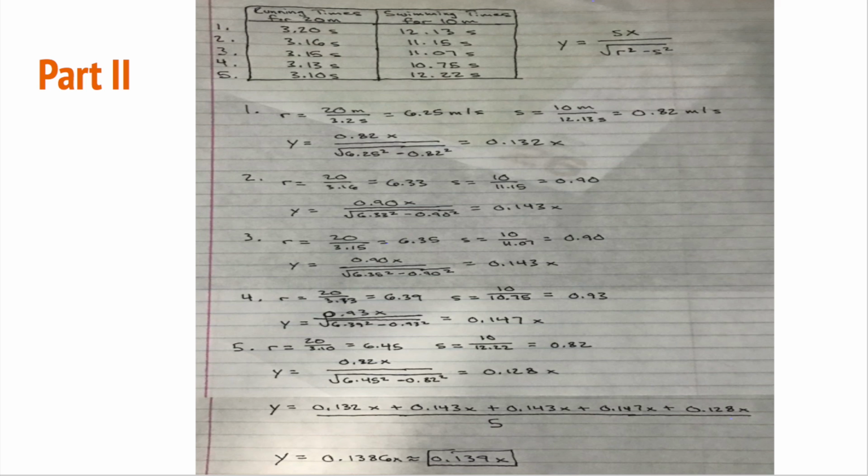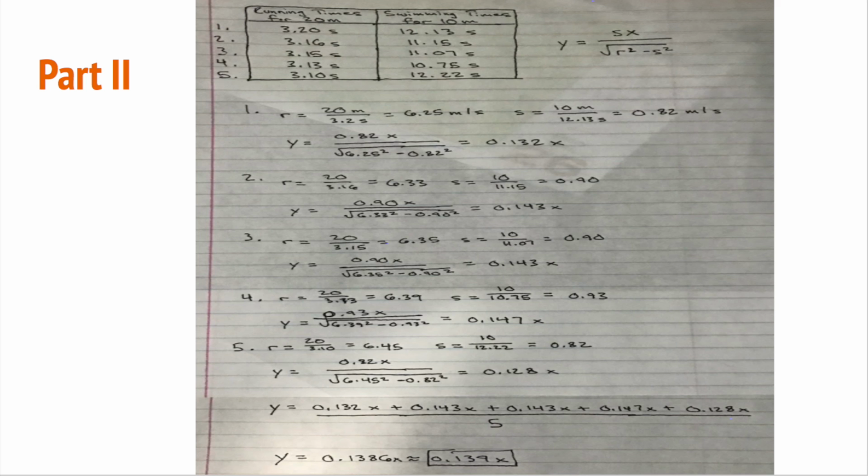In the table, we are given both running and swimming times for Elvis at 20 meters and 10 meters respectively. The first thing we did was solve for the r and s values by using the distance and times given in the table. The r and s values represent the running and swimming rates of Elvis.